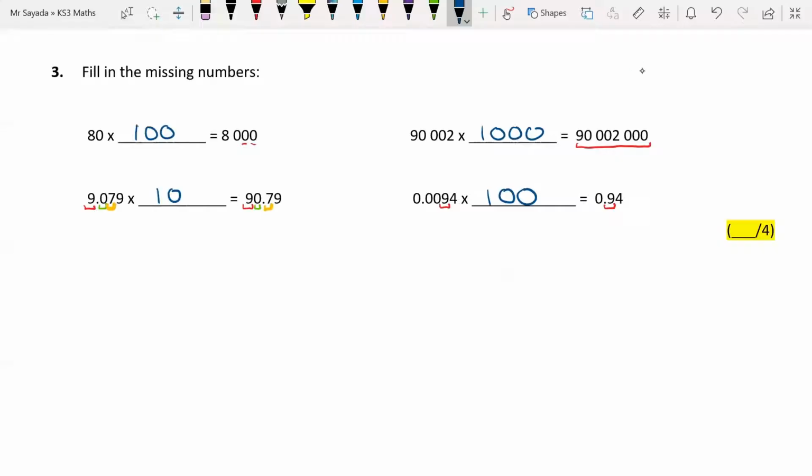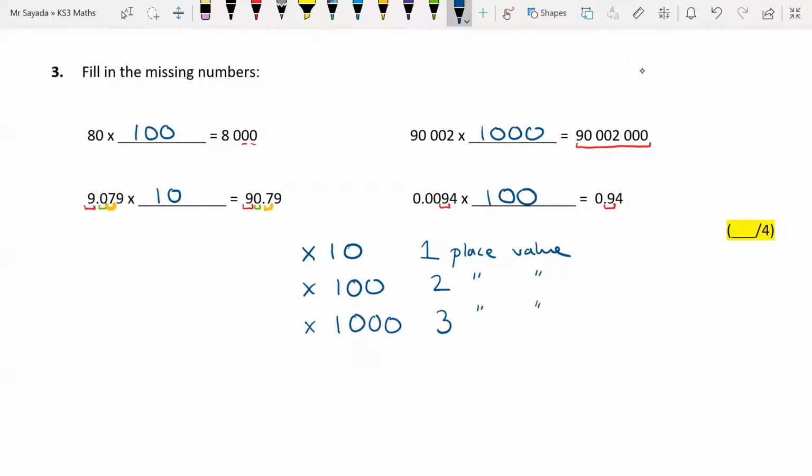Remember, if you multiply a number by 10, each digit moves up 1 place value. If you multiply a number by 100, each digit moves up 2 place values. If you multiply a number by 1,000, each digit moves up 3 place values, etc.